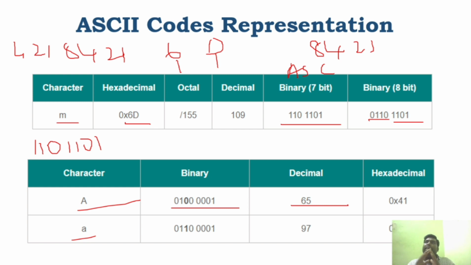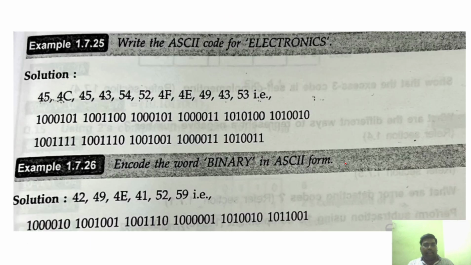So for any particular conversion, if a letter is given, first you have to understand whether it is a capital letter or a small letter, then find the corresponding hexadecimal value, and then convert that hexadecimal value to the corresponding binary value, so that you can easily represent it in another representation.